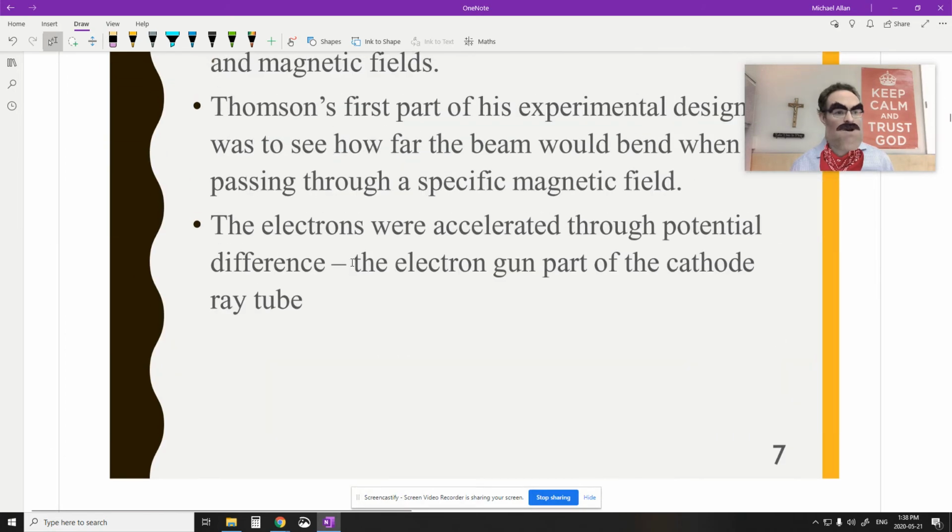Okay, so let's go back here. Let's just discuss the pieces of this. And so in step 1, he accelerated his charged particles.